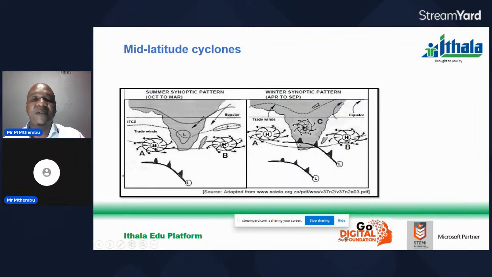If you look carefully, the cold front has now reached the country, and it's affecting areas like Cape Town and areas like Port Elizabeth. So that is evidence to show that this is a winter synoptic weather map.